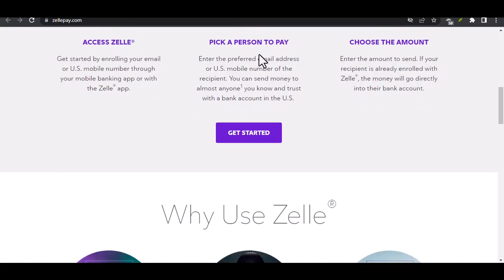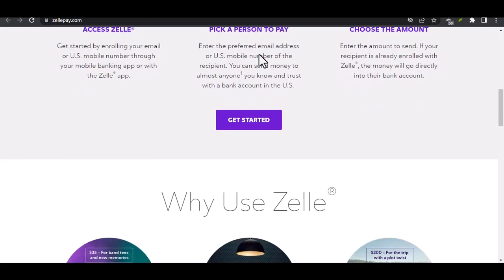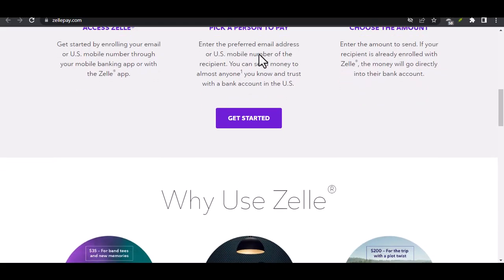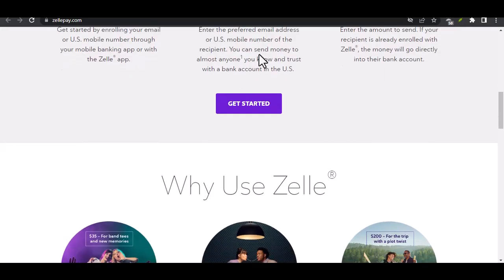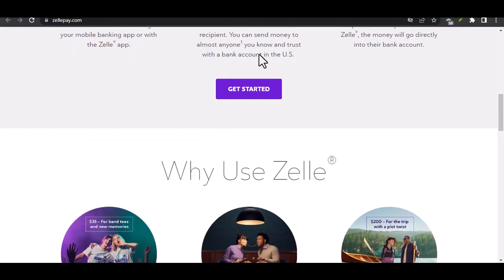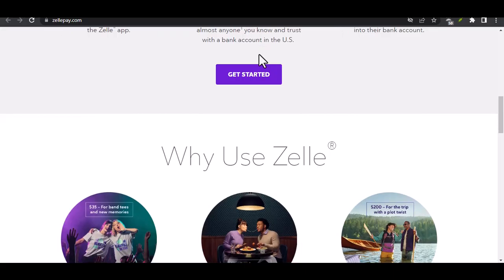Provide details. For each bank, include bank name. Clearly state the name of the bank. Reason for non-participation. If possible, mention the specific reason why the bank hasn't joined Zelle.